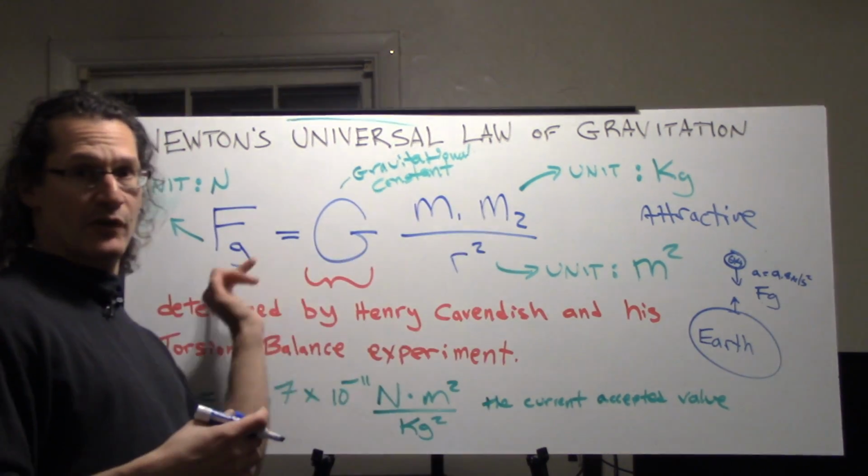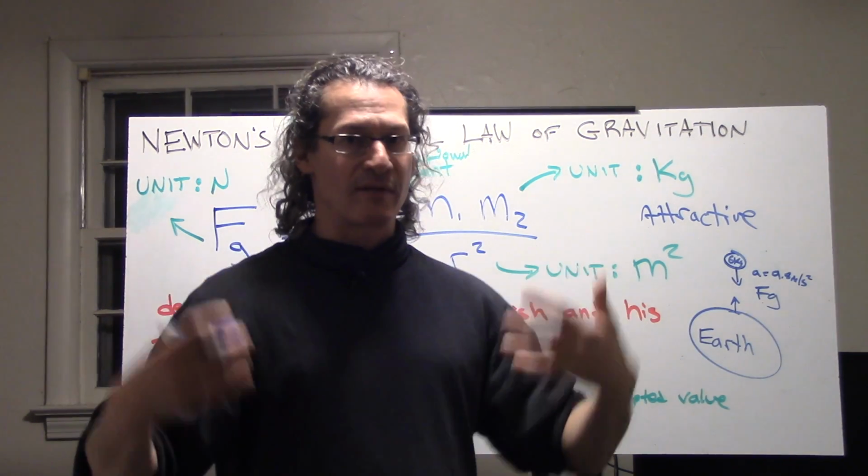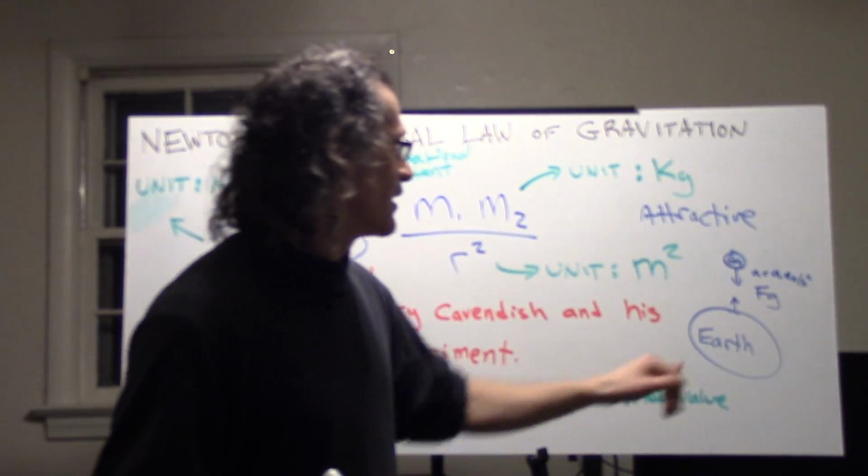And we'll look at that case in another lesson. We'll say, why is the acceleration constant for every object? And it comes directly from universal gravitation.